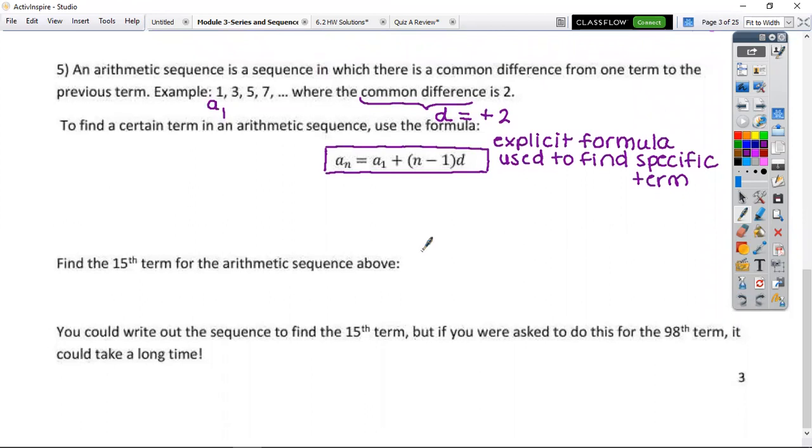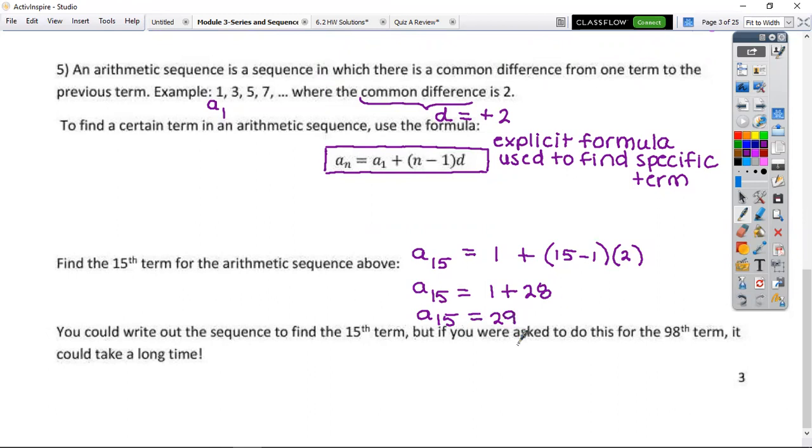So over here, I go A sub 15 subscript is equal to. I take A sub 1 and I replace it with 1 plus N is always the term that you're looking to find, which is 15, and then minus 1 and then times the common difference, which was 2. And then really all you have to do is type it in. So a sub 15 is equal to 1 plus 14 times 2. That's 28. So the 15th term is equal to 29.